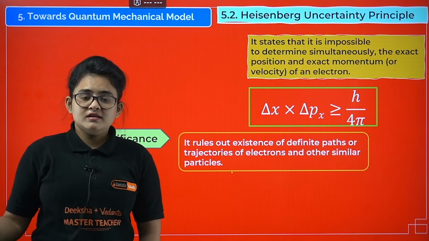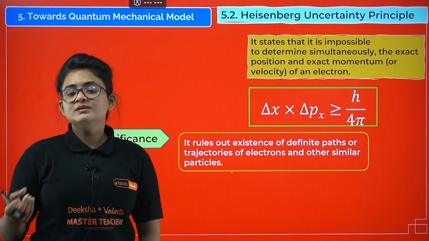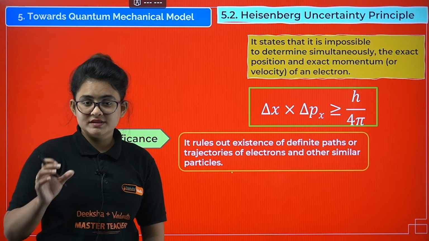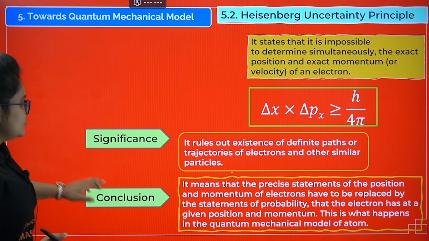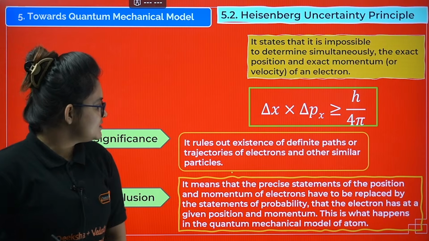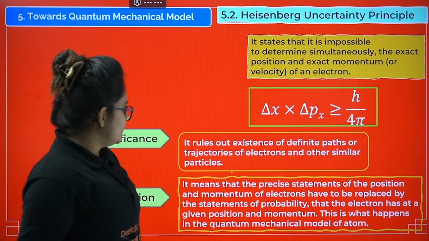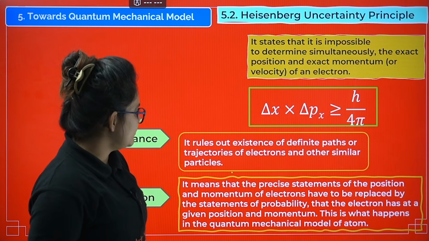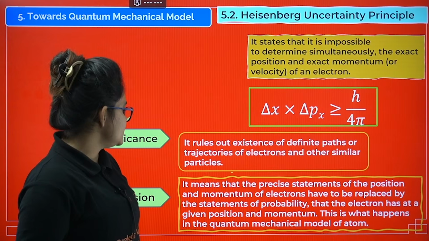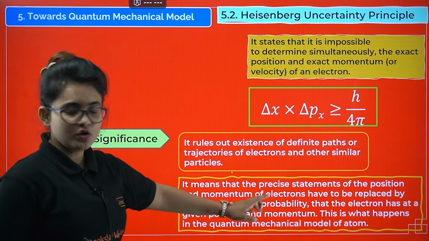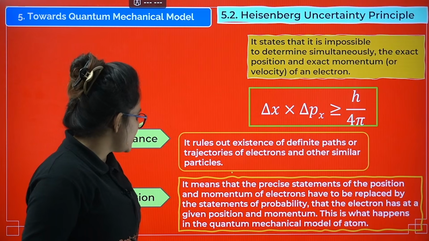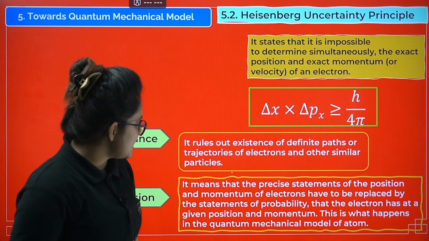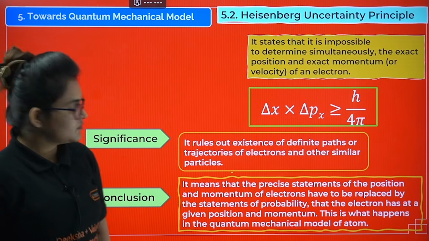From here only, the concept of the probability of finding the electron will arise. So let's proceed. Conclusion: it means that the precise statement of the position and momentum of the electron has to be replaced by a statement of probability. That's what I told you, the probability of finding the electron at a given position and momentum. This is what happens in the quantum mechanical model of an atom.